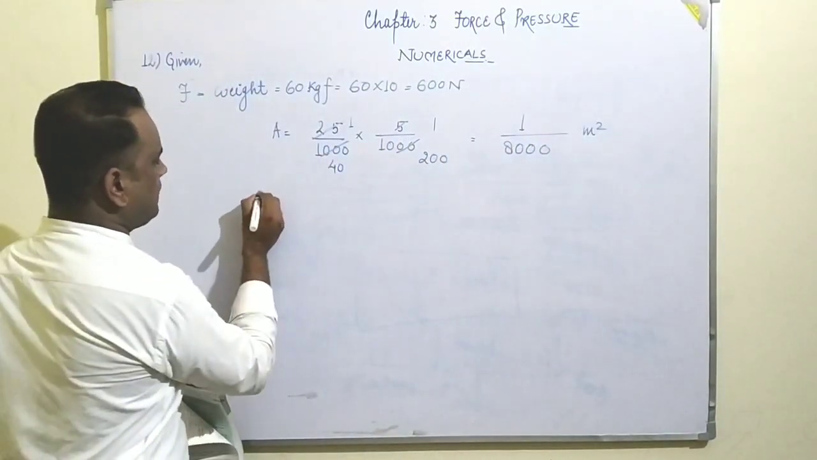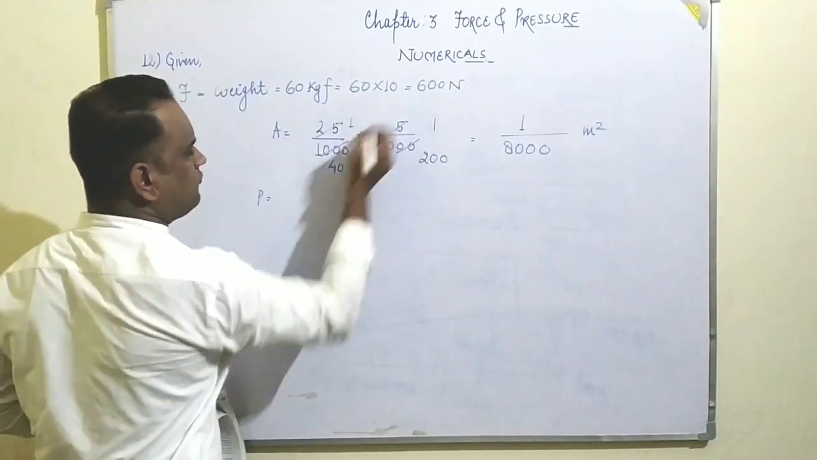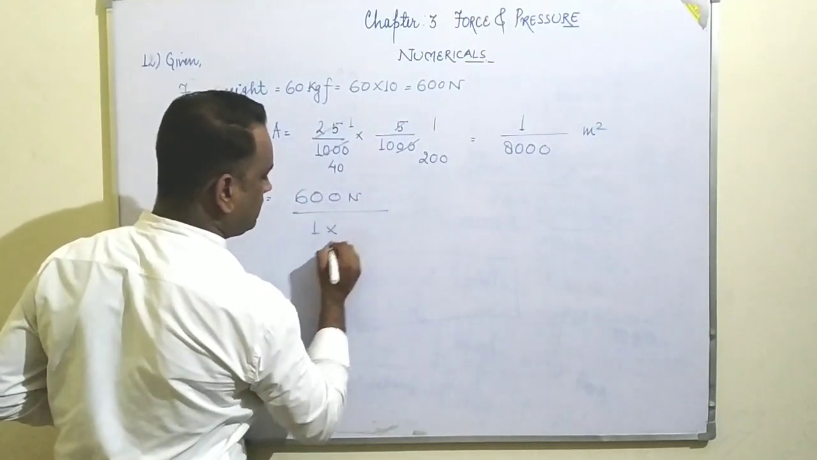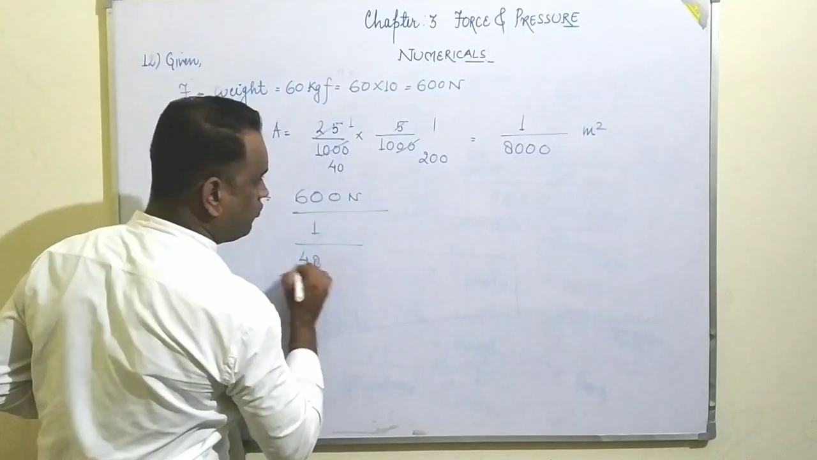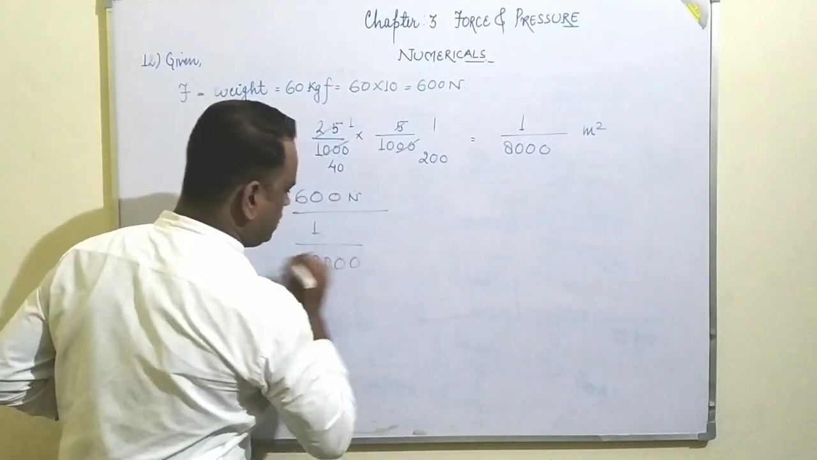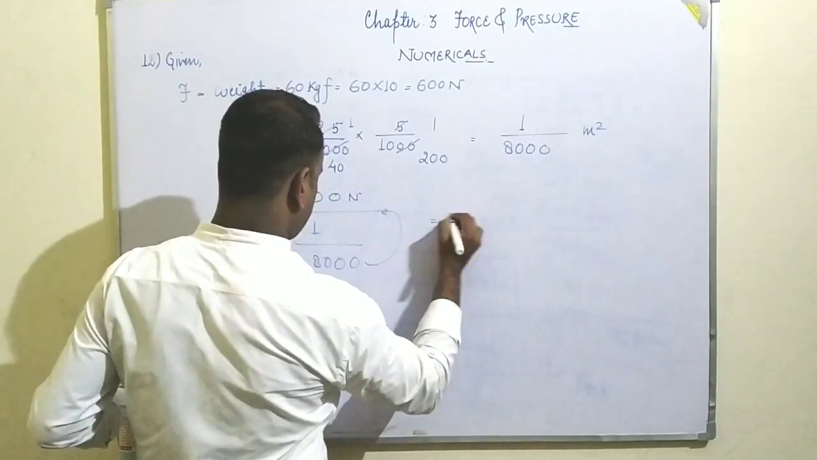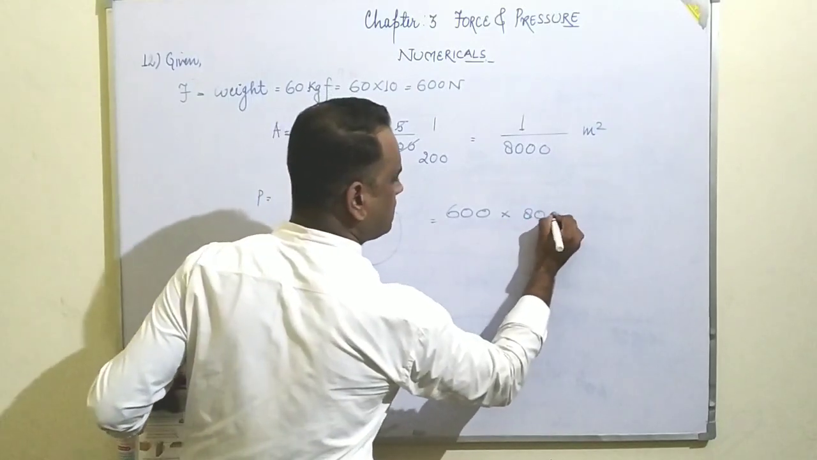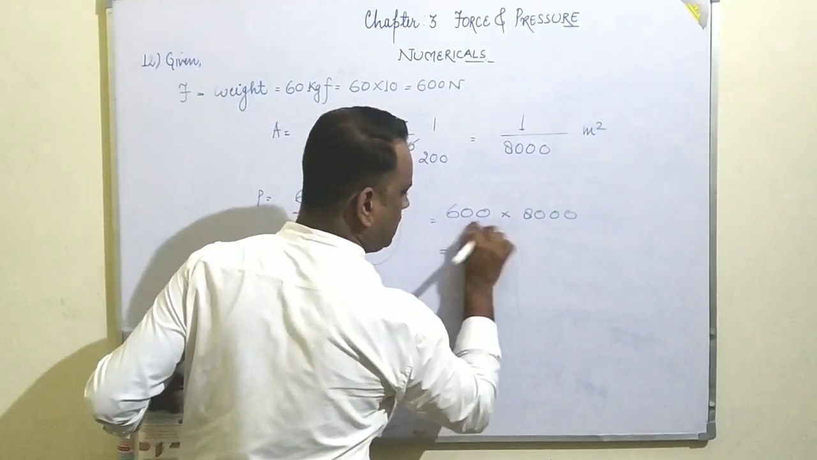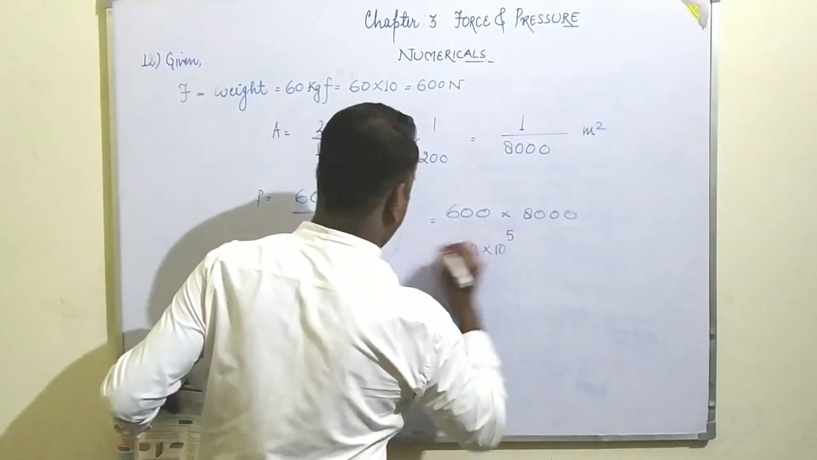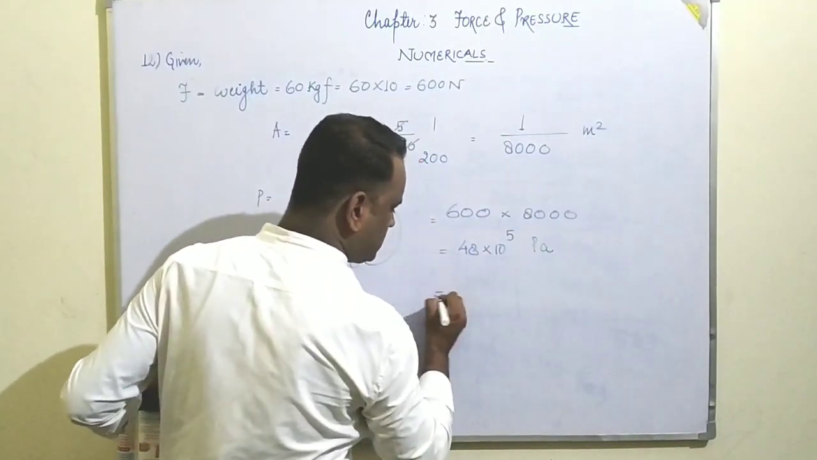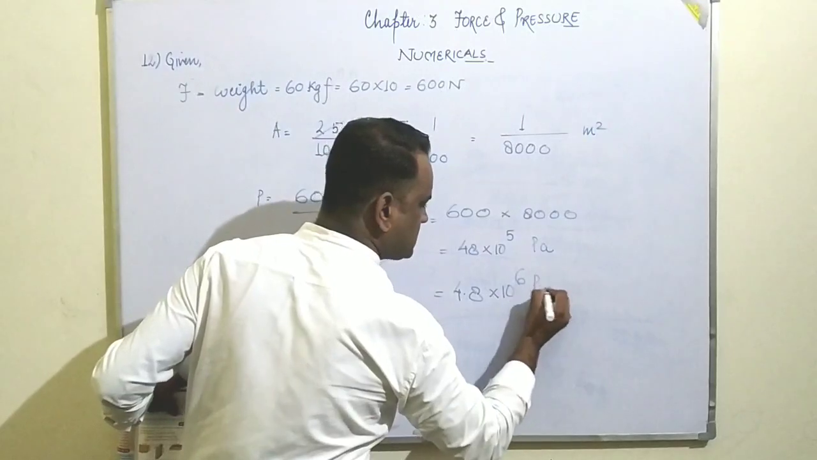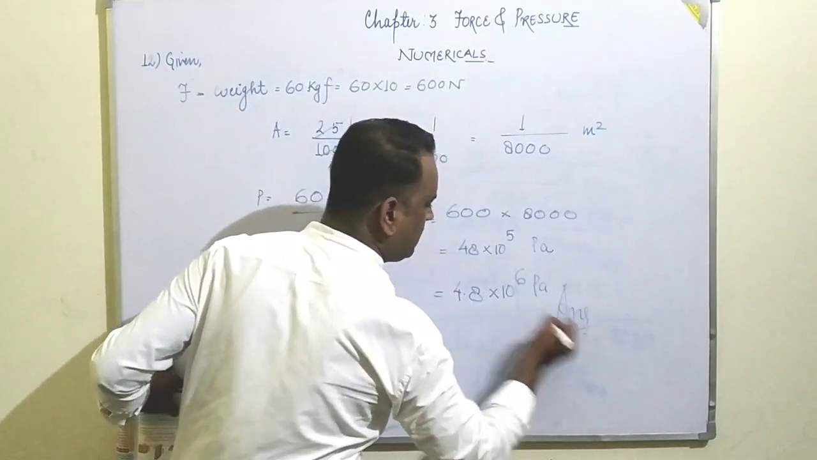Now pressure is equal to force per area. Here the force is 600 Newton and area is 1 upon 8,000. So it will be 600 multiplied by 8,000. It will be 48 into 10 to the power 5 Pascal. In other words, it can also be written as 4.8 into 10 to the power 6 Pascals will be the solution for this given question.